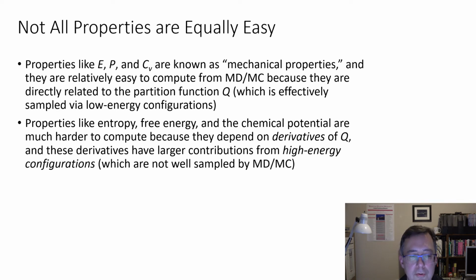And it turns out these derivatives tend to have larger contributions from the high energy configurations than just straight Q does. And so there, it's a little trickier, because if you bias your techniques to try to sample more effectively the low energy, more probable configurations, then they might be missing a little bit of the high energy, lower probability things that can make a bigger contribution to the derivative of Q compared to just Q.